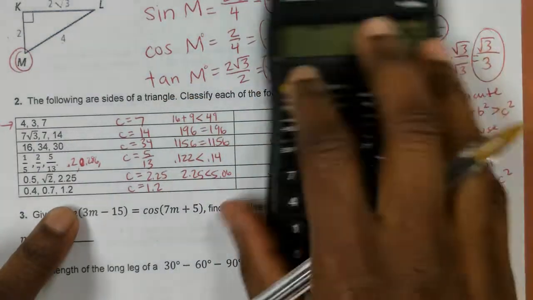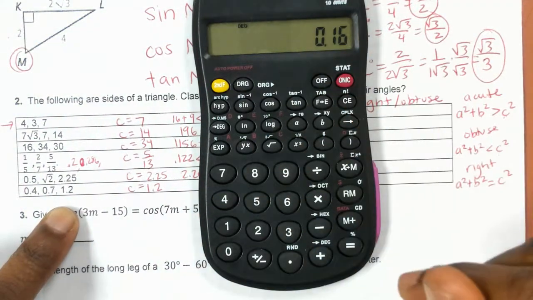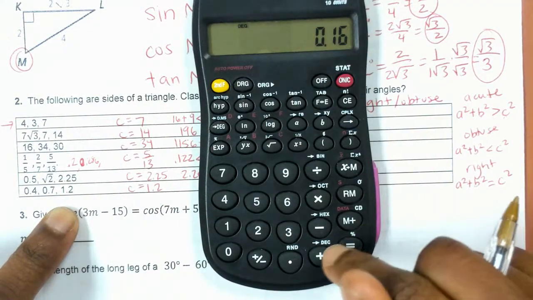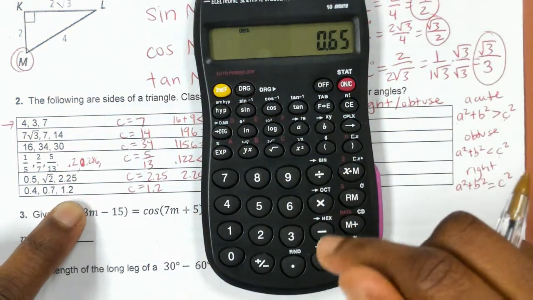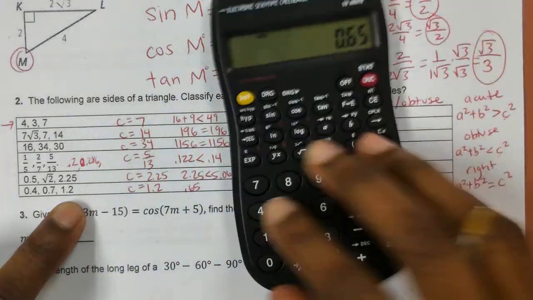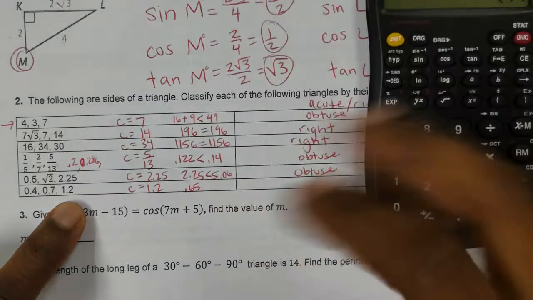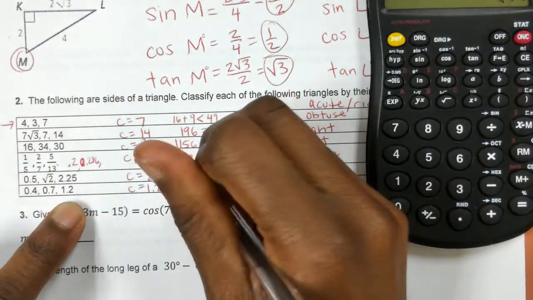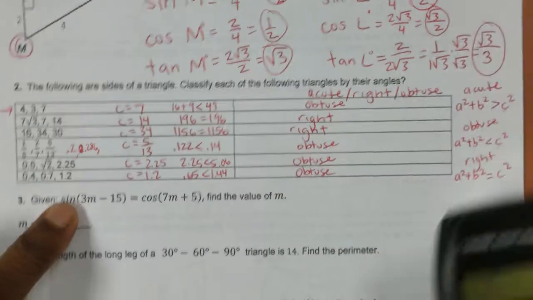Okay, last one. 0.4 squared plus 0.7 squared equals 0.65. Okay, so we didn't do any acute examples, but that's okay. At least if you know how to find it, you can still tell whether they're acute.